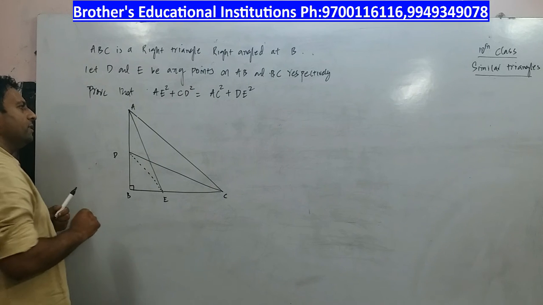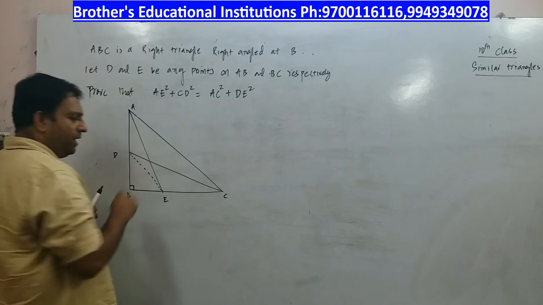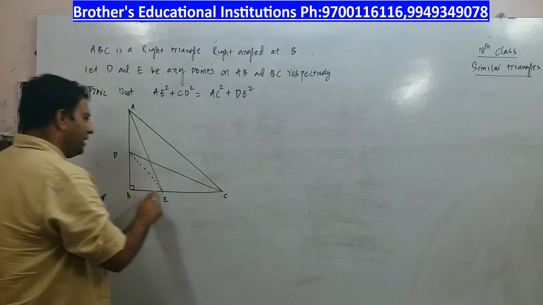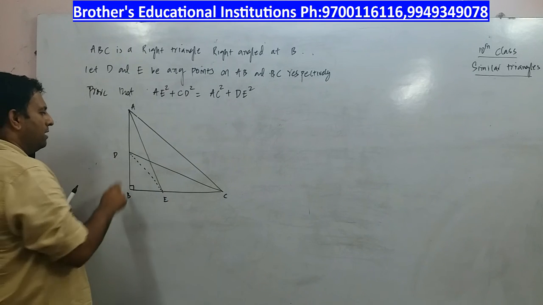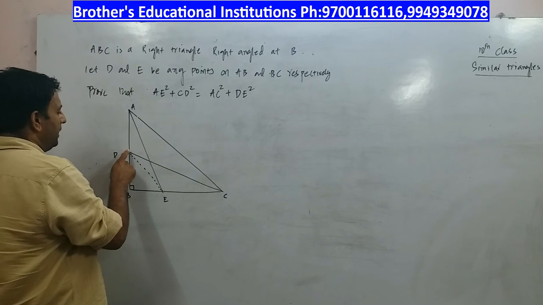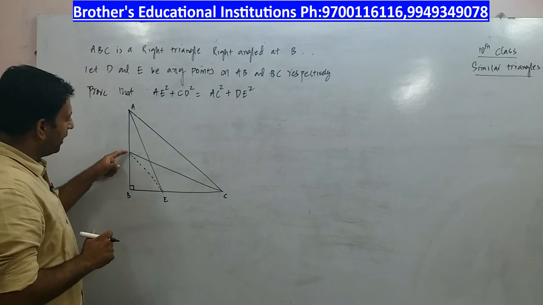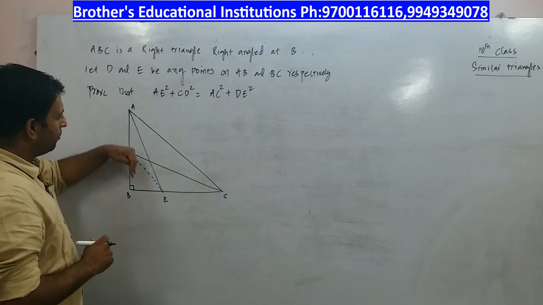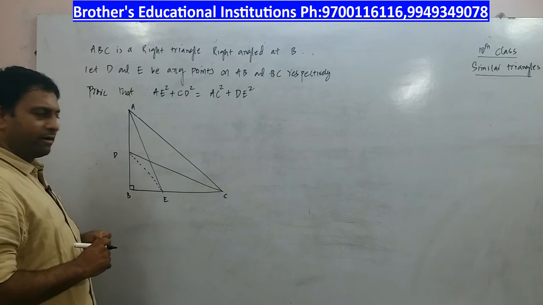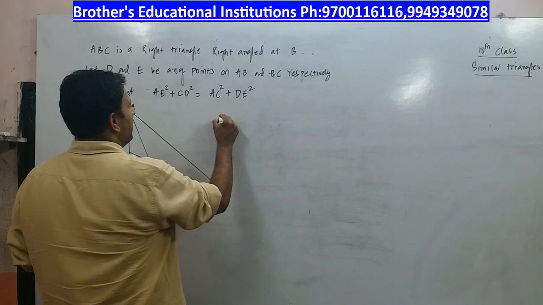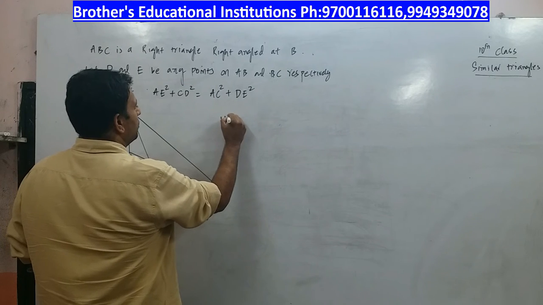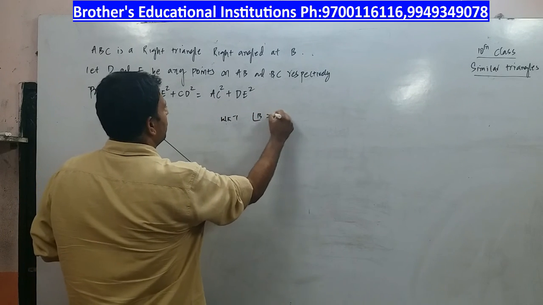See children, there is one right angle triangle ABE. There is one more right angle triangle ABC. There is one more right angle triangle DBC also, right? And there is one more right angle triangle DBE. So altogether 1, 2, 3 and 4 right angle triangles are there. Now what am I going to do is I'll say we know that angle B is equal to 90 degrees.